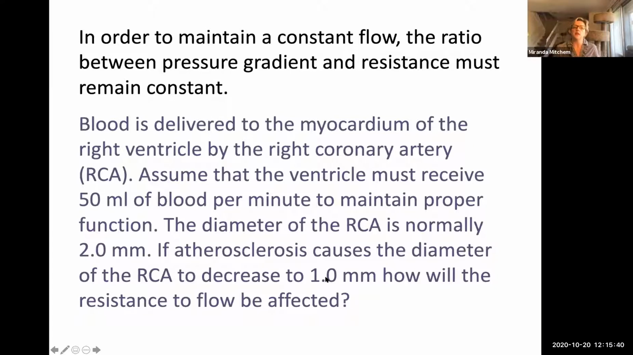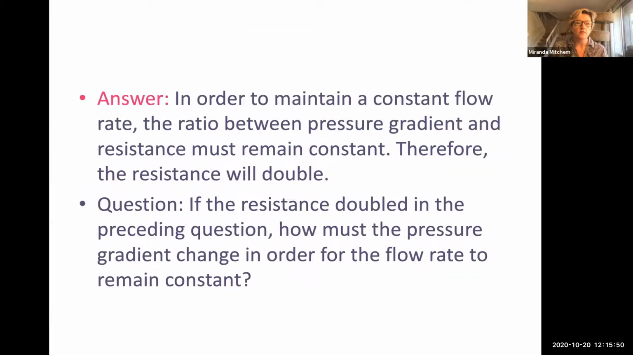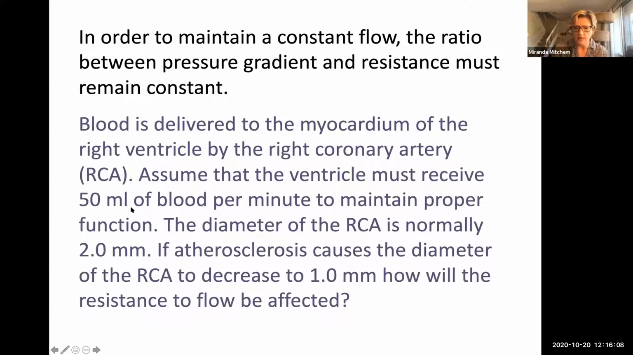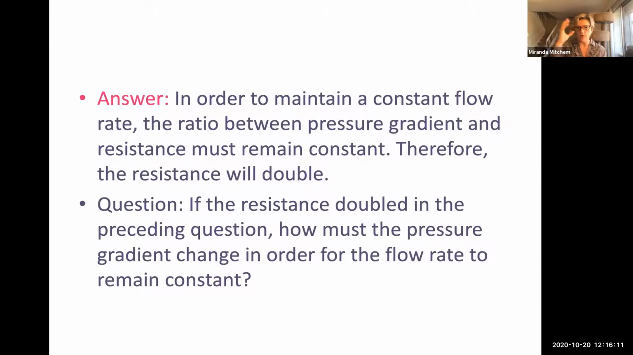So what would we expect to happen to the resistance? Is it proportional to the change in radius? It is. In order to maintain a constant flow, we have to have that ratio between the pressure gradient and resistance constant. So in this scenario, the resistance will double. If we take these numbers and plot them in, the resistance will double because we have decreased the diameter by half, or the radius by half.